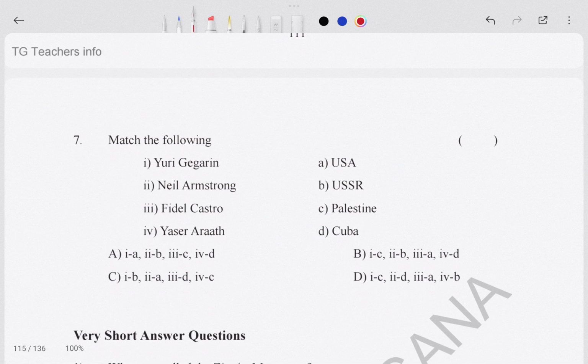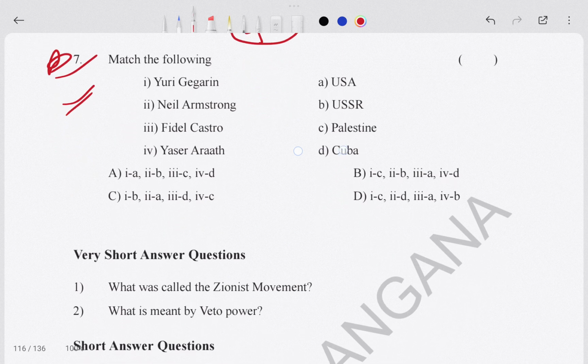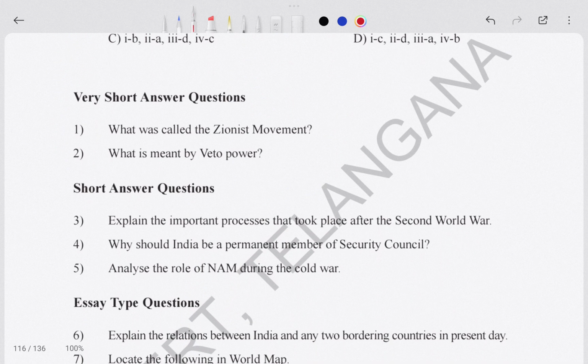And then there is match the following. The seventh one is very important because it has chances to come for 4 marks. Definitely one or two questions will come for 4 marks. One question will definitely come in any chapter. Right, now let's talk about the very short answer questions.